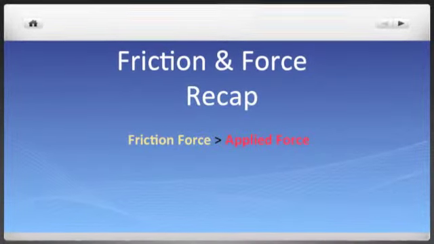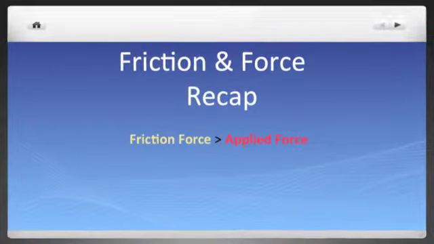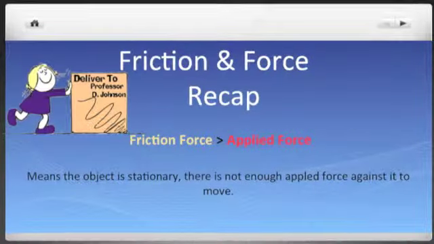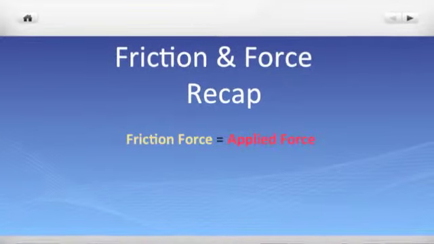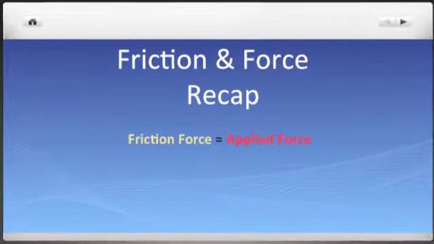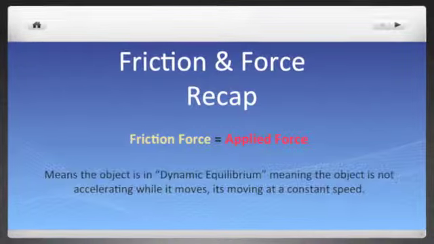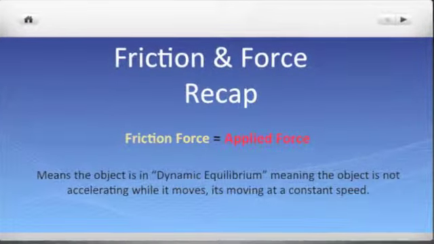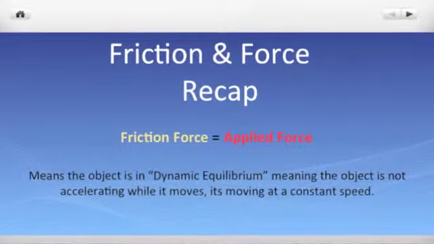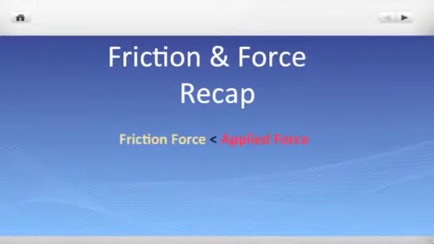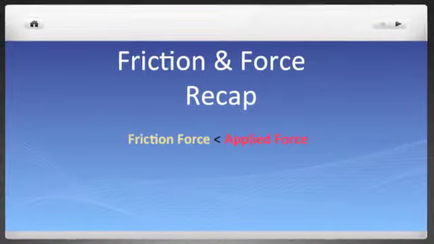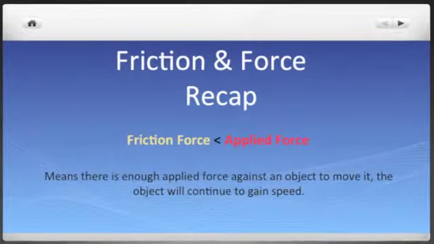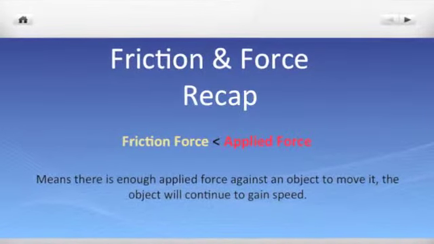If friction force is greater than applied force, then the object is considered immovable. If friction force is equal to applied force, then the object is in dynamic equilibrium, meaning it will continue to move at a constant speed. If friction force is less than applied force, then the object will continue to move and gain speed as it is being pushed upon.